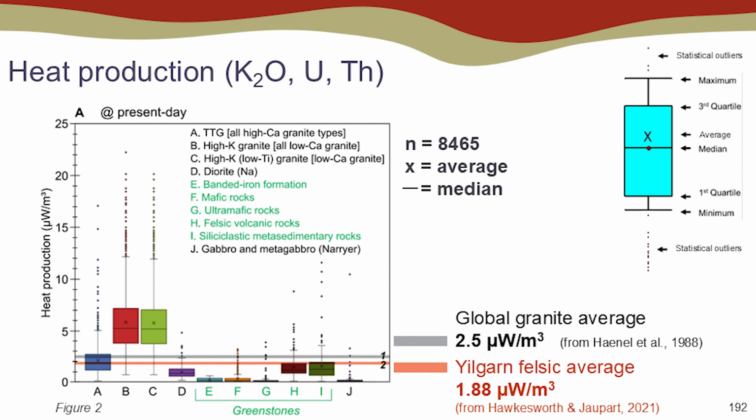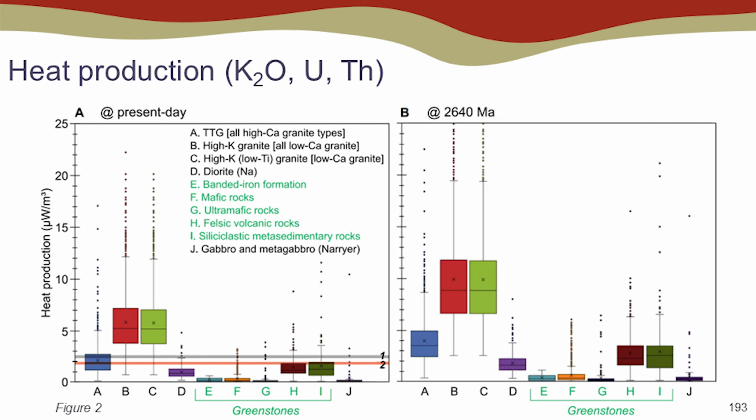Now, because heat production is because of radioactive decay, these modern day values are going to be minimums. So if we look at what this might have looked like back at 2640 Ma, which is of course a very important time in the evolution of the Yilgarn, not surprisingly, all of these rock types have more elevated heat production values as compared to the modern day. But what's really striking is those red and green boxes, the low calcium granites, these are starting to get crazy radiogenic. It's not used in the paper, but these are extremely elevated in their heat production.